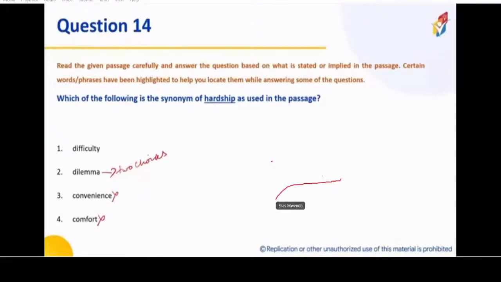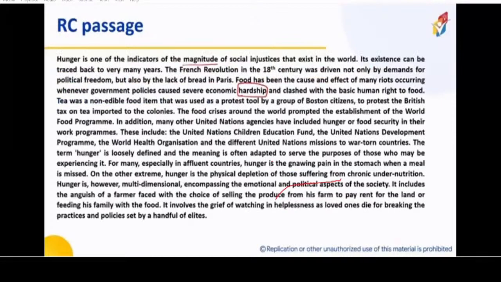Convenience is definitely wrong because it's positive. Comfort is definitely wrong because it's positive. Between difficulty and dilemma, which of these fits better in the context is what we should decide.